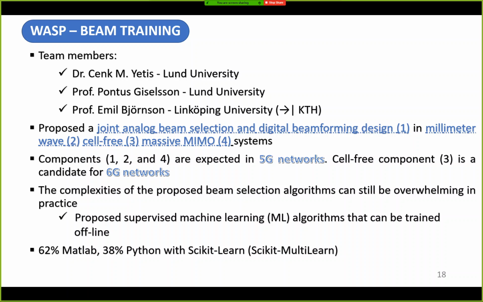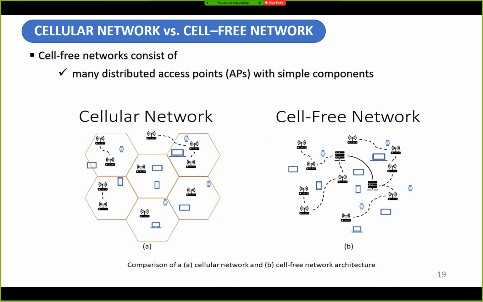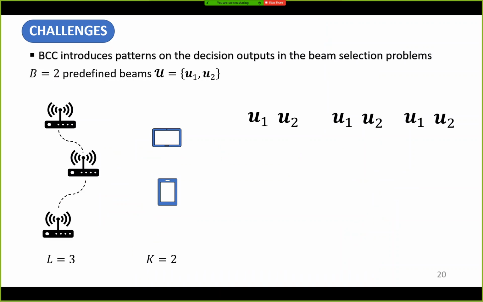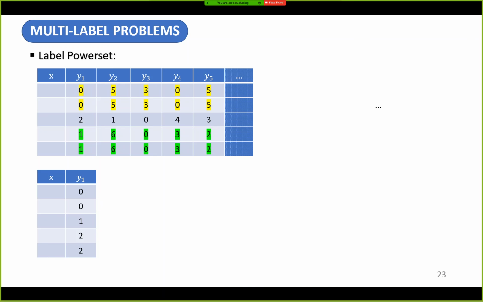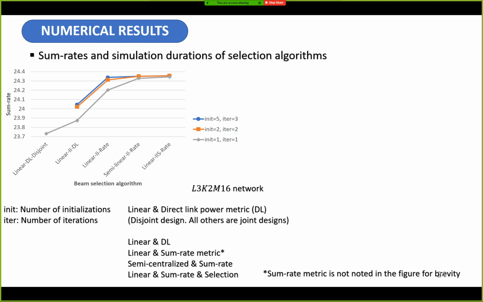So we propose efficient, simple algorithms, but still when the network size gets larger, such as when we have more access points, more users, more antennas, the algorithm can still be overwhelming, although the algorithm is simple but effective. So then we propose machine learning algorithms that can be trained by these beam selection algorithms. This is from last year. I will skip these details. I will just go through the numerical results.